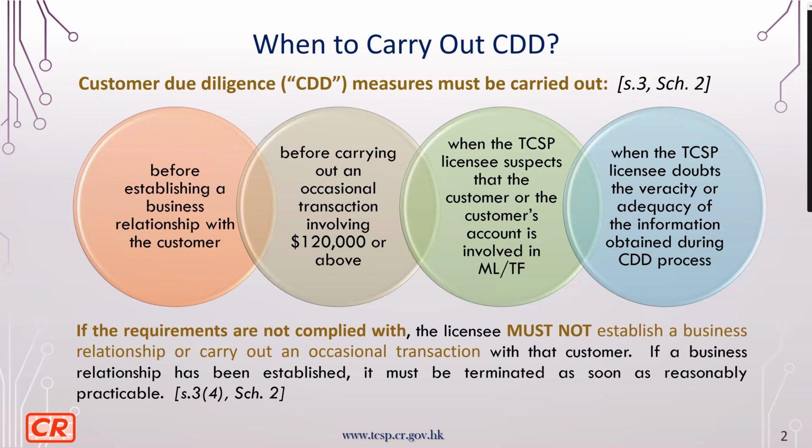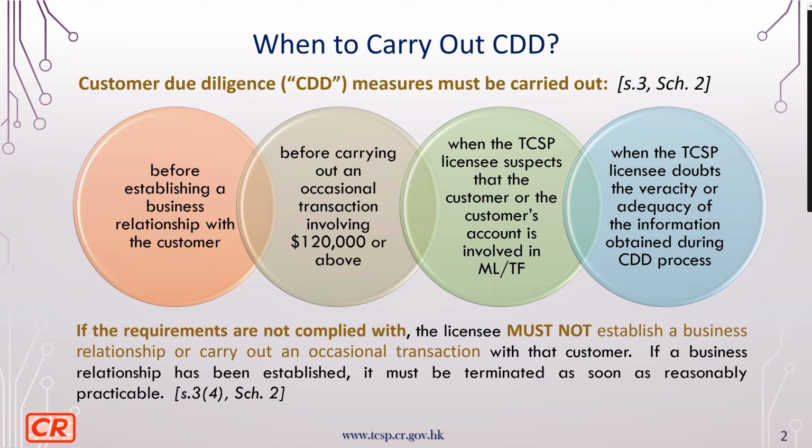Second, before carrying out for the customer an occasional transaction that involves $120,000 or more. Number 3, when the TCSP licensee suspects that the customer or the customer's account is involved in money laundering or terrorist financing. And number 4, when the TCSP licensee doubts the veracity or the adequacy of any information previously obtained during the CDD process. This is the documents obtained for the purpose of identifying the customer or for the purpose of verifying the customer's identity.